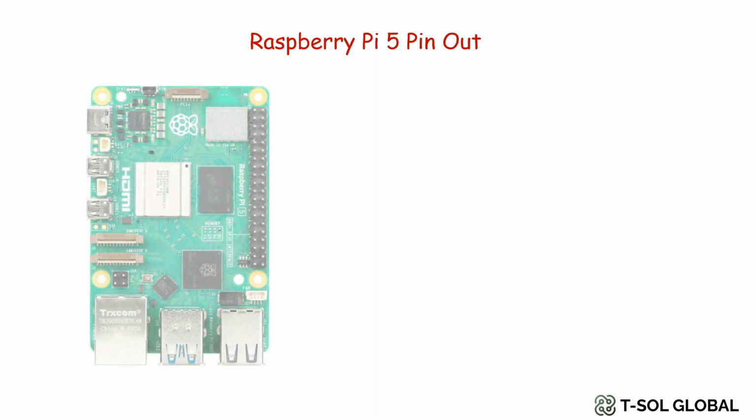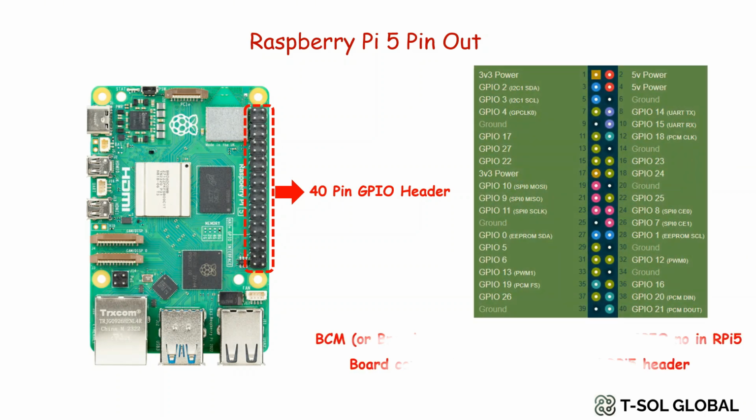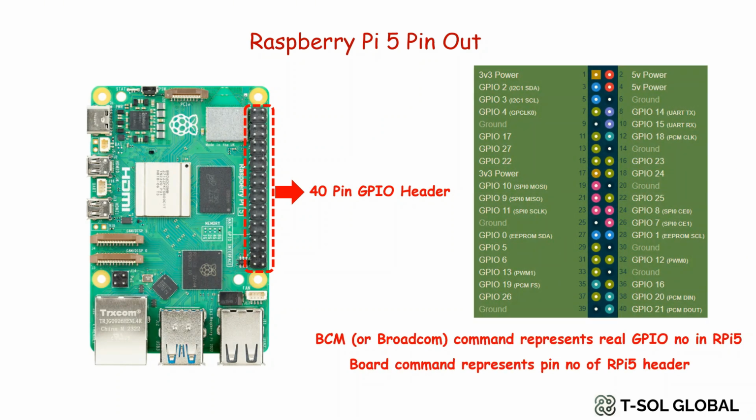Now we'll have a look at Raspberry Pi 5 Pinout. Raspberry Pi 5 has a 40 GPIO header. This header includes different peripheral pins, including GPIO, PWM, and different communication protocols like UART, I2C, SPI. It also includes multiple power and ground pins. In Raspberry Pi 5, the BCM or Broadcom command for GPIO mainly represents the real GPIO number in Raspberry Pi 5 processor, and board command represents the pin number the 40 pin header has.